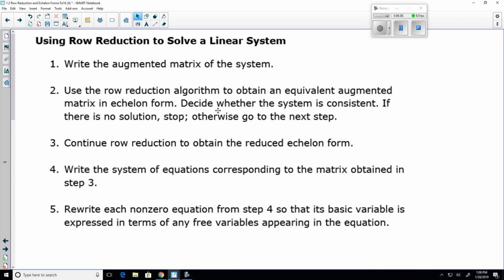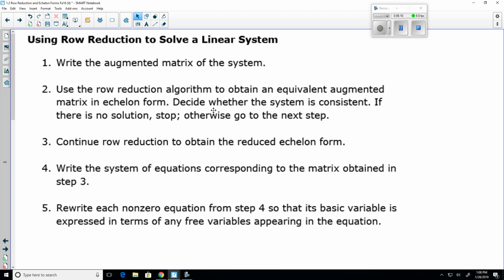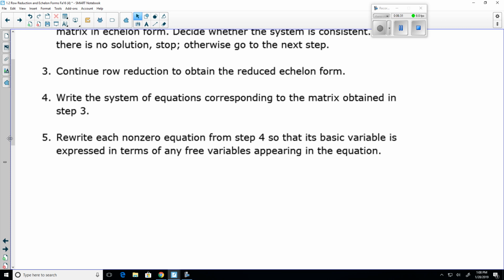So how do you solve a system using row reduction? Augment the matrix, use the row reduction algorithm. So you just row reduce your matrix all the way to reduced echelon form. Write the system of equations based on the new reduced matrix, and then rewrite each non-zero equation so that its basic variable is expressed in terms of any free variables.